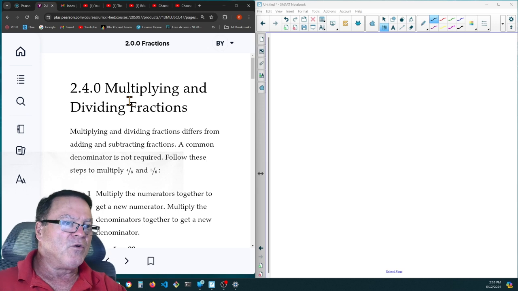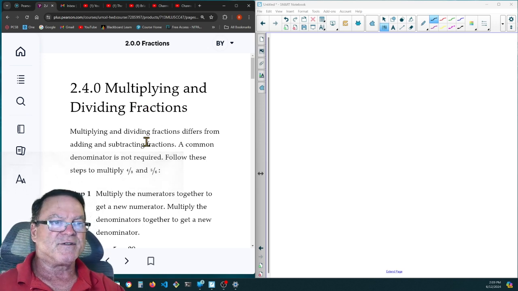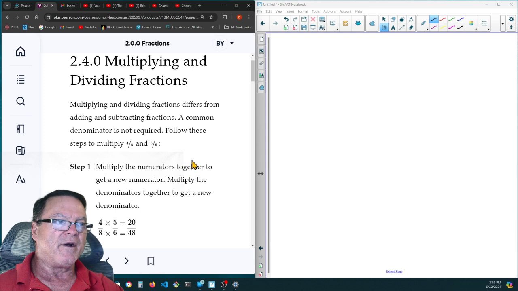(2.4.0) Multiplying and dividing fractions. Multiplying and dividing fractions differs from adding and subtracting fractions. A common denominator is not required. Follow these steps to multiply 4/8 and 5/6.